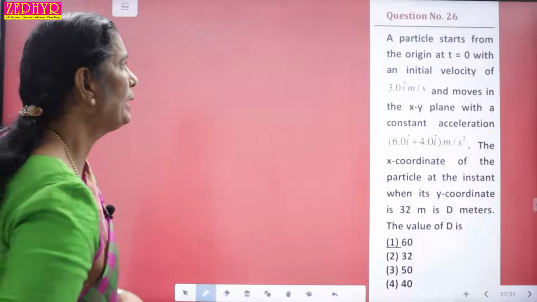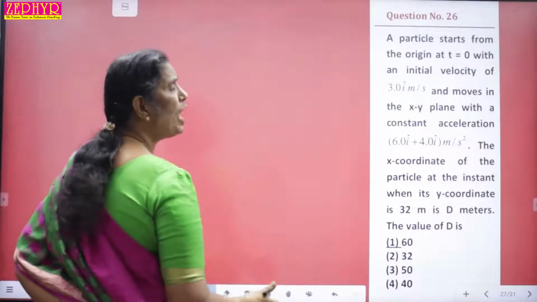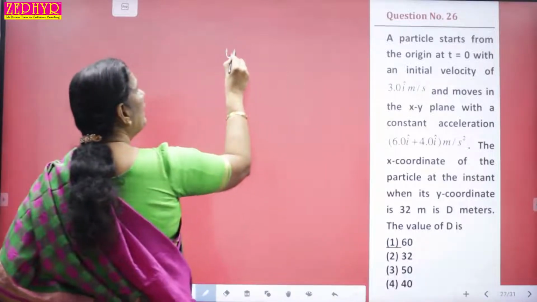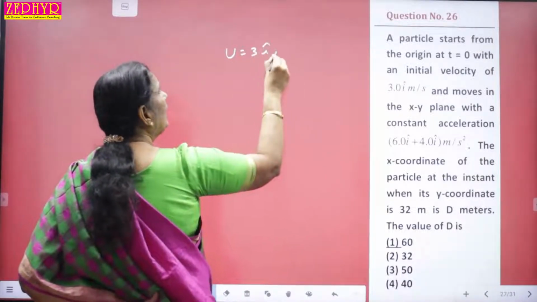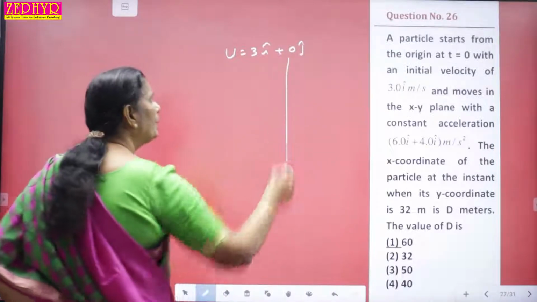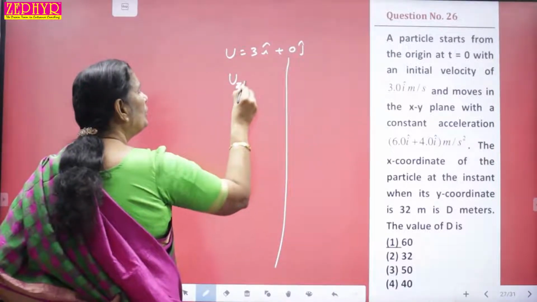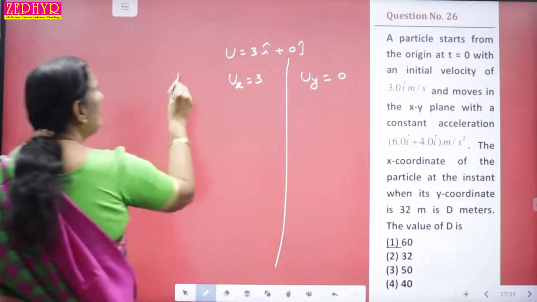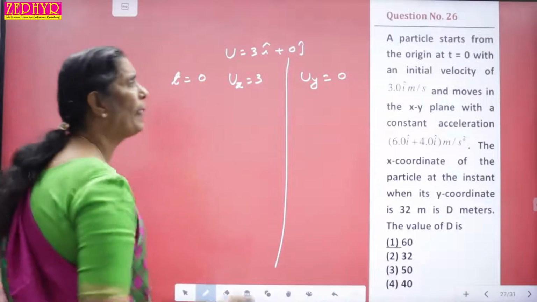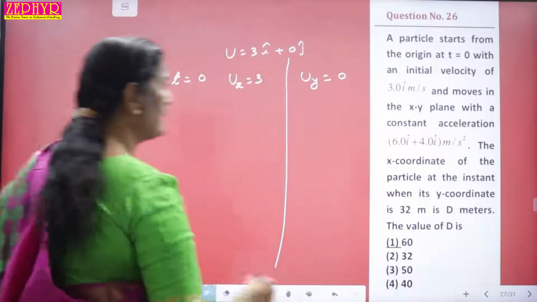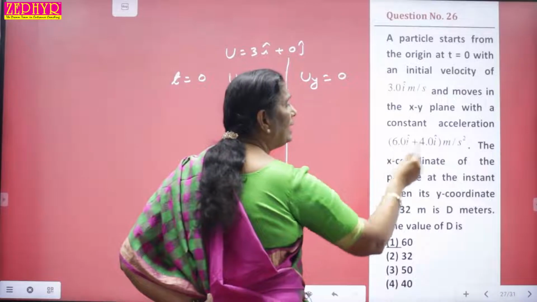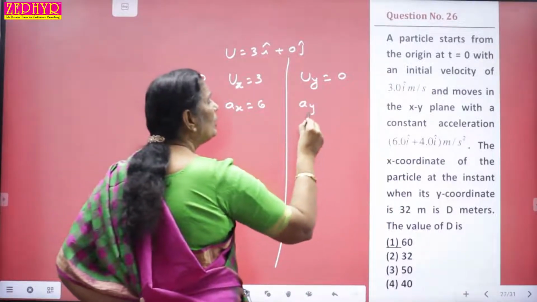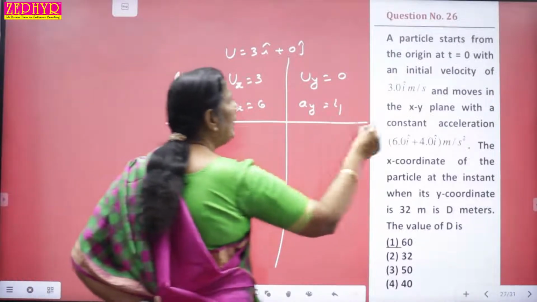Again we are going back to the projectile motion question. A particle starts from rest at t is equal to 0 having initial velocity, and the initial velocity is only 3 i cap, there is no j cap. That means ux is equal to 3, uy is equal to 0, at t is equal to 0. Projectile motion concept. And it moves in the xy plane with acceleration, ax and ay. So ax is equal to 6, ay is equal to 4. So this is the data they have given.